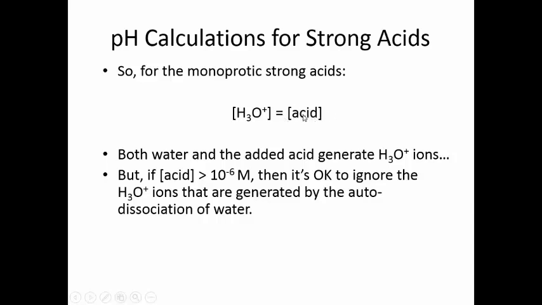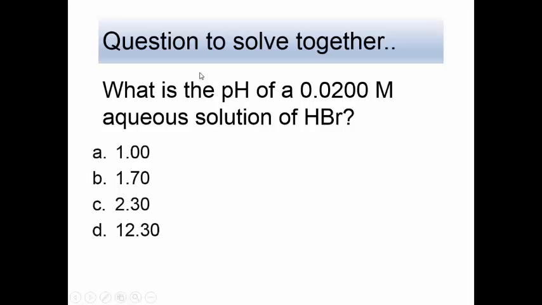But if the concentration of acid is high enough, the concentration of hydronium ions that came from the acid will be so much higher than the concentration of hydronium ions that came from the water, you can ignore the hydronium ions that came from water. And that's the case when the concentration of strong acid is about 10 to the negative 6 molar or higher. Okay, so let's work through this one together. What is the pH of a 0.0200 mole per liter aqueous solution of hydrogen bromide?